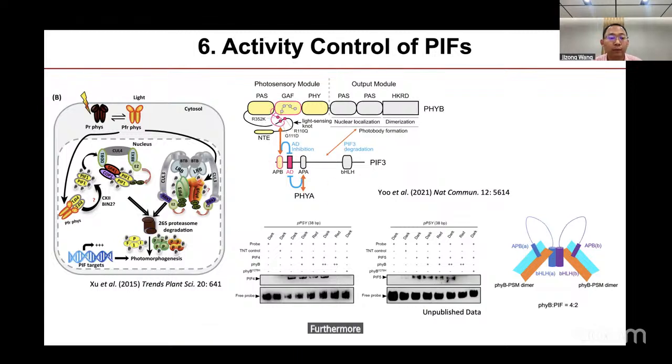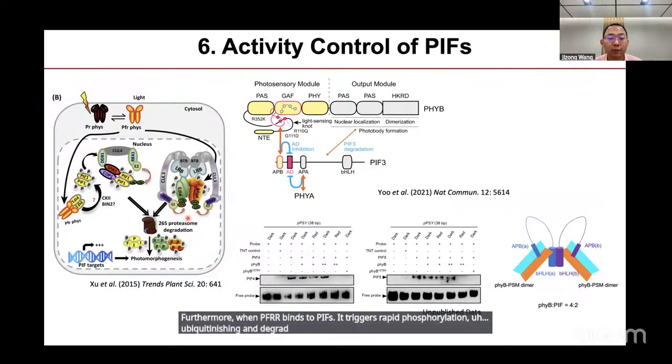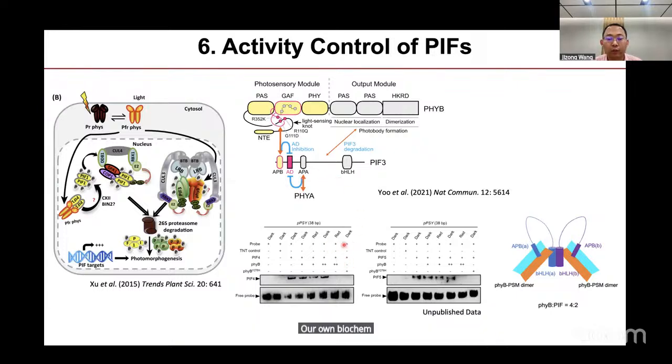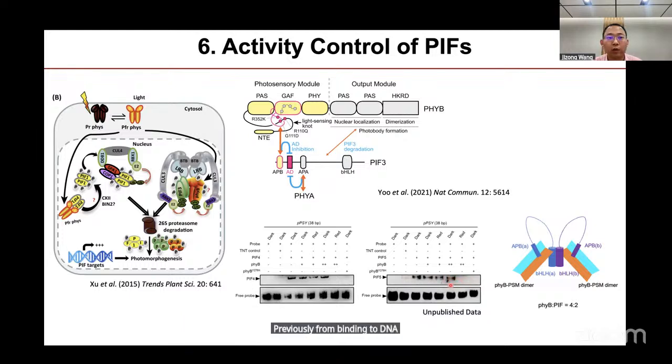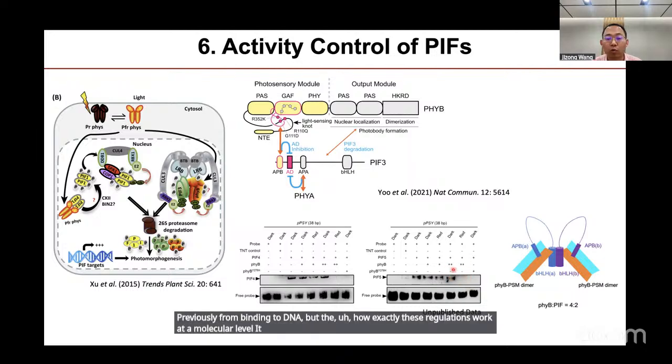Furthermore, when PFR binds to PIFs, it triggers rapid phosphorylation, ubiquitination, and degradation of PIFs. And recent work from Chen group added another layer. They showed PIF binding could directly block PIF's transcriptional activity. Our own biochemical data further indicate the activated 5B physically prevents PIFs from binding to DNA. But how exactly these regulations work at the molecular level is still an open question.